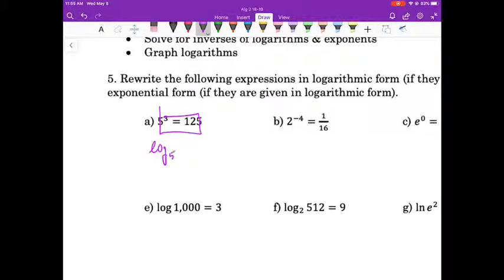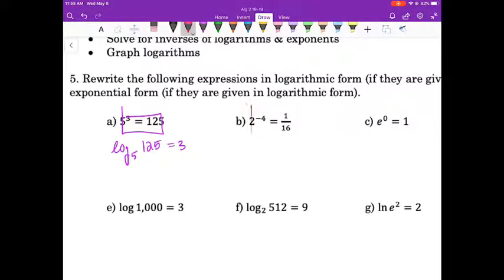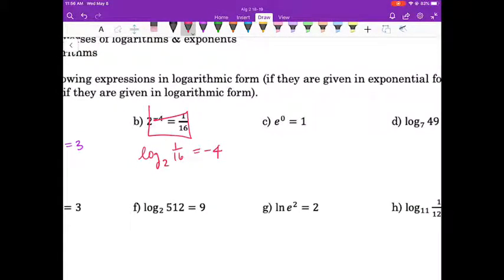It'll be log base 5 of 125 equals 3. Example B, we log loop it. We want to end with a log. So we have log base 2 of 1/16 equals -4. In C, I have an exponent, so I want to end with a log. So I draw my L. Log base E, I can write it as log base E of 1 equals 0. More typically, we'll see it as ln, log natural, of 1 equals 0.